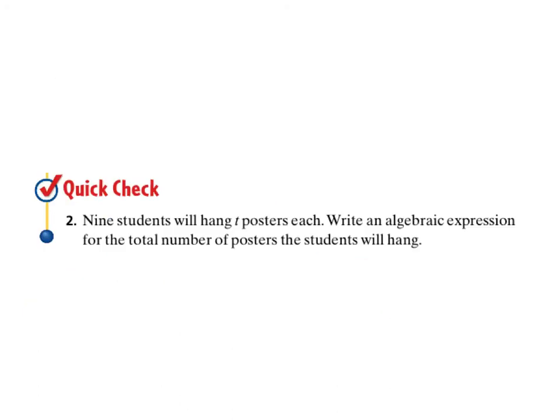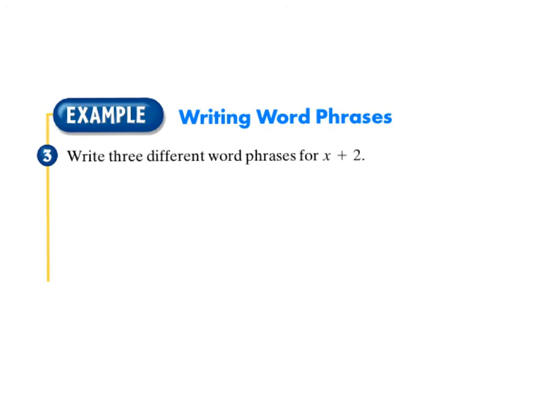Pause the video and do this quick check in your notebook. Now, if you're already given the expression, there are multiple ways that you can write those out in words. Those are called word phrases. So let's think of three different ways, or three different word phrases for x plus 2. And you can't just say x plus 2. Whenever there's a variable, you say a number.